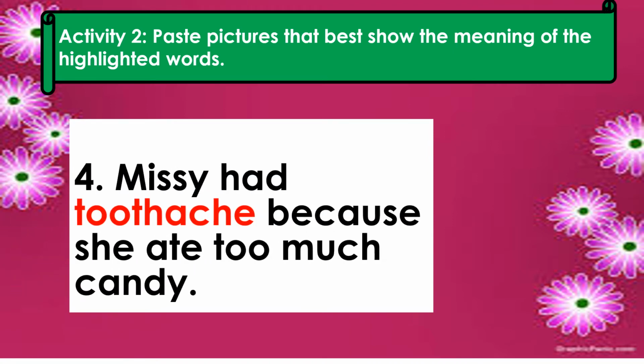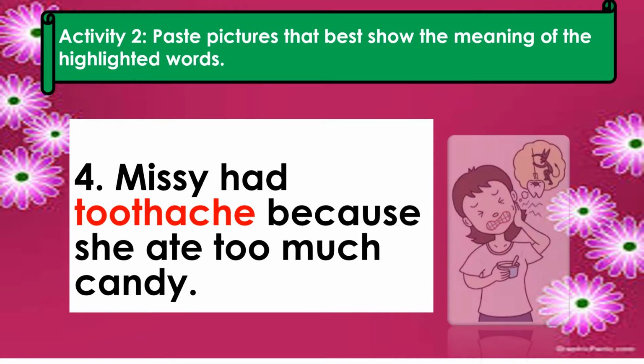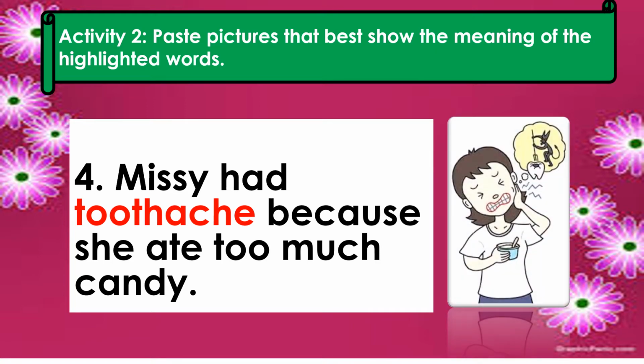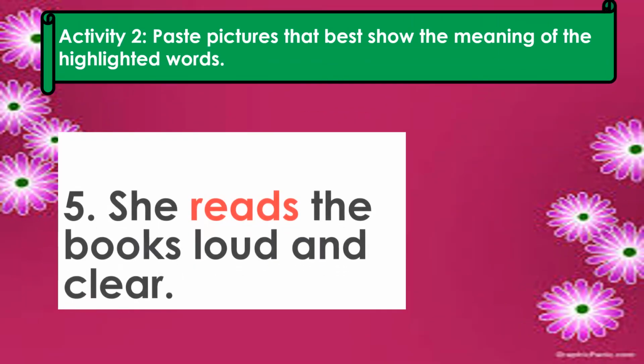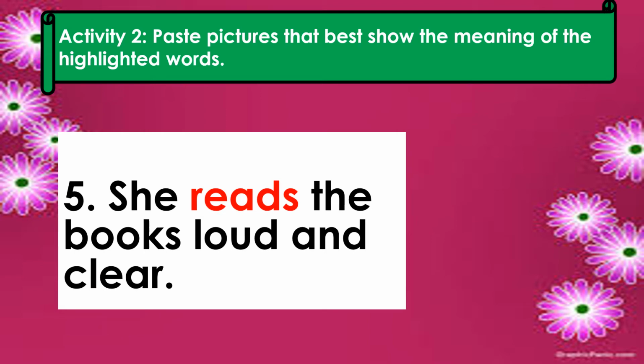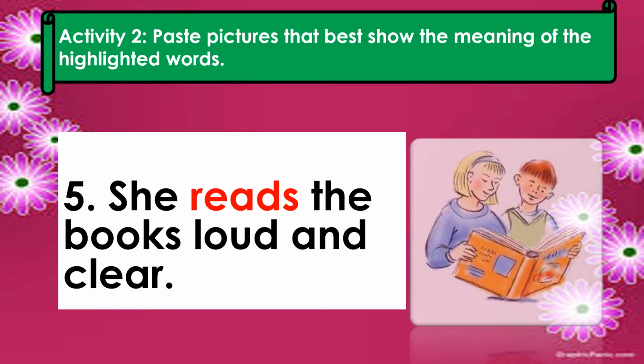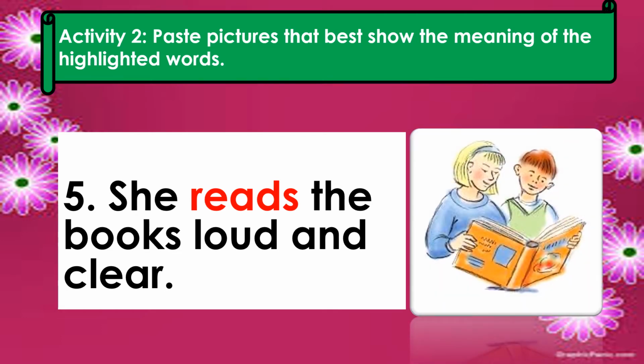Number 4. Missy had toothache because she ate too much candy. The meaning of toothache is just like this picture. Okay. Number 5. She reads the books loud and clear. The highlighted word is reads. Okay.